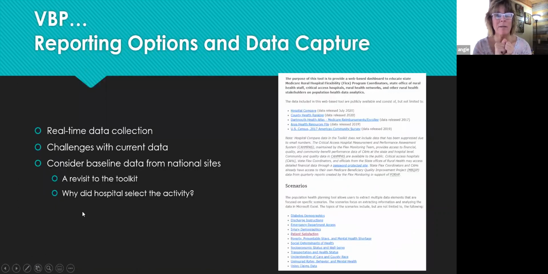Okay, enough about HCAHPS. Value-based purchasing, reporting options, data capture. Again, if you use the toolkit, it takes you to this, and there's areas that we can get data. Again, it still says hospital compare, but that's changing. And looking at some scenario data key points. There are challenges with current data, and we know that. And value-based purchasing and ACO are going to kind of blend together. Some of this overlaps with our HCAHPS, obviously, because it falls into this as well. And then really looking at what's our baseline?